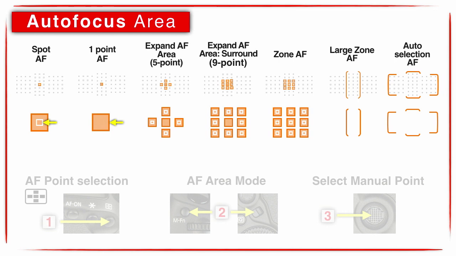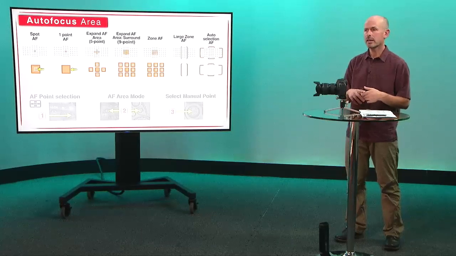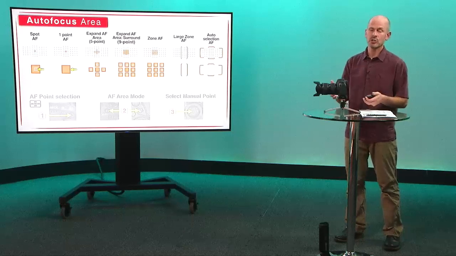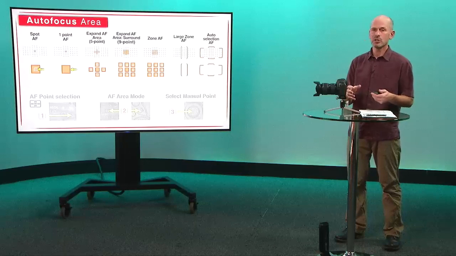Now, if I was going to hand the camera to somebody who knew nothing about how cameras worked, I would probably put it in the auto selection AF. That way it has a lot of help, and it will just choose whatever's closest, which is usually what you want in focus. Not always, but usually.